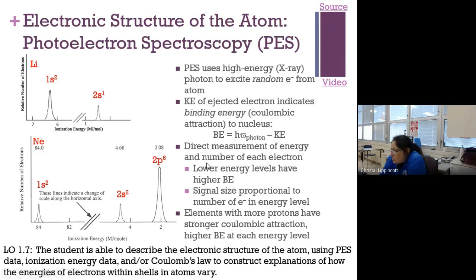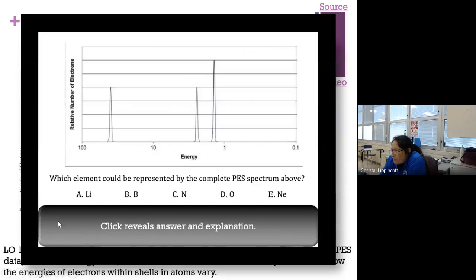Direct measurement of the energy and the number of each electron. Lower energy levels have higher binding energy because they're closer to the nucleus. They have more control from that nucleus. Signal size is proportional to the number of electrons in the energy level, and the elements with more protons have a stronger Coulombic attraction, higher binding energy when they're closest to the nucleus. All right, so which element would be represented by this?